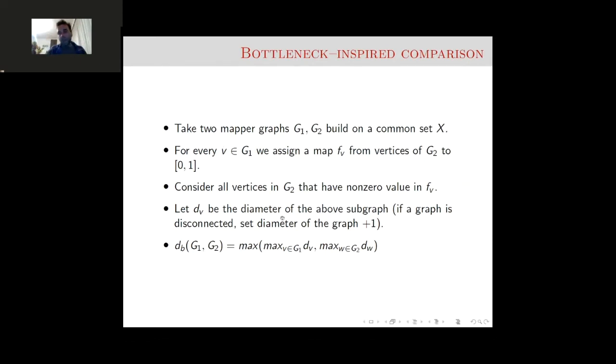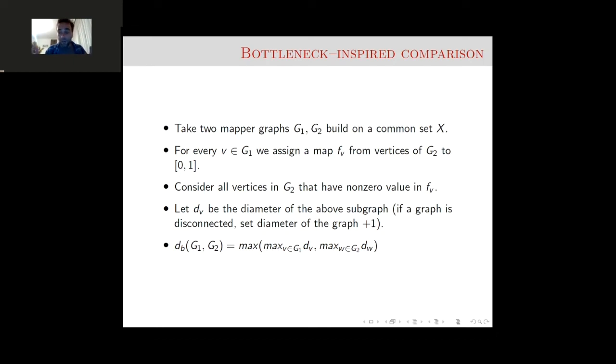And I can build a bottleneck-inspired distance by saying, okay, what is the maximal diameter of the subgraph induced by non-zero values of that function? I'm looking at all the vertices for which f of v is not zero. I'm looking at the diameter of the subgraph. I'm checking what is the maximal diameter. That's an analog of a bottleneck distance.